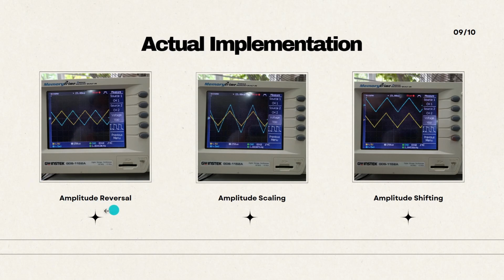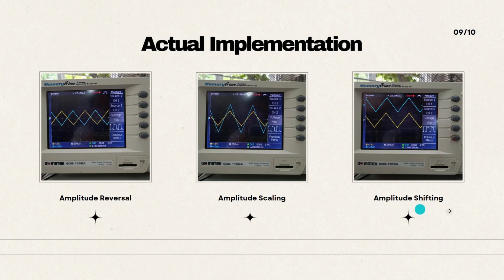First is amplitude reversal. This flips the waveform over the horizontal axis, turning peaks into troughs and vice versa. It's often implemented using inverting op-amp circuits. Next, we have amplitude scaling, where the waveform's height is increased or decreased. This is typically done by adjusting the gain of an amplifier circuit.